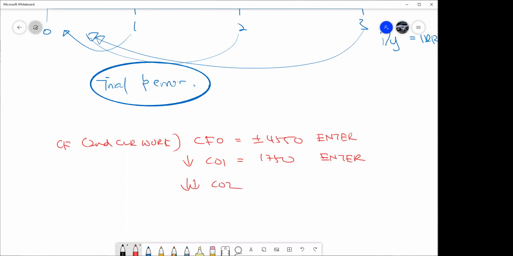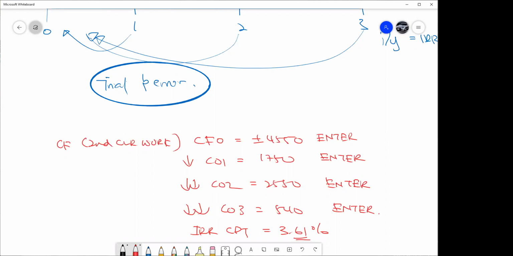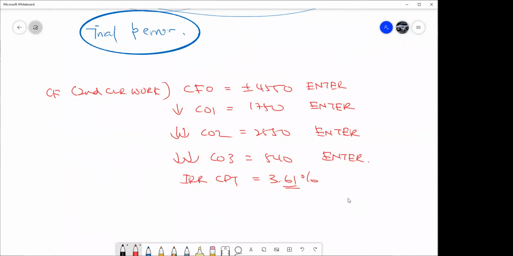Click down, C02 equals to 2550. Enter. Down again, C03, 540. Enter. Then click on IRR and compute. When you see IRR, you compute, and you get 3.613. No need to click NPV. So you click IRR, compute, then you can get your IRR. So this is the calculator method. Try with the calculator method until you get this figure.